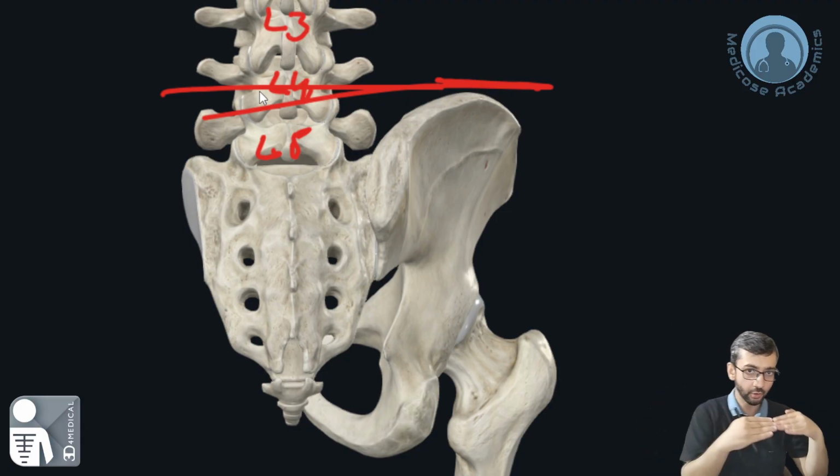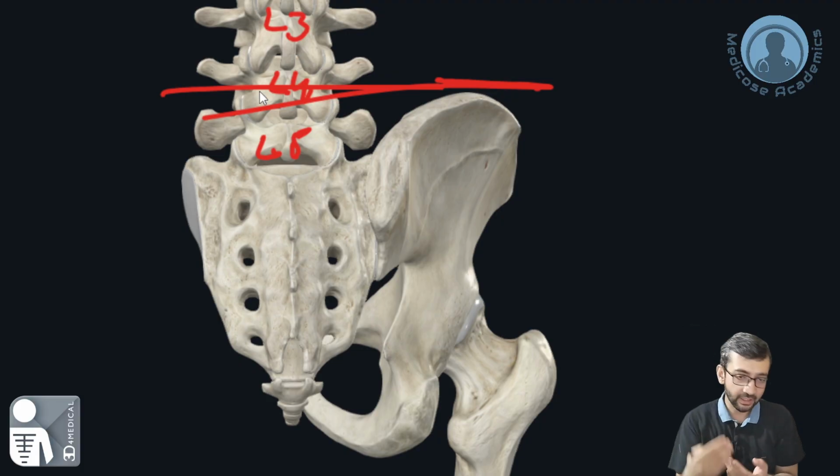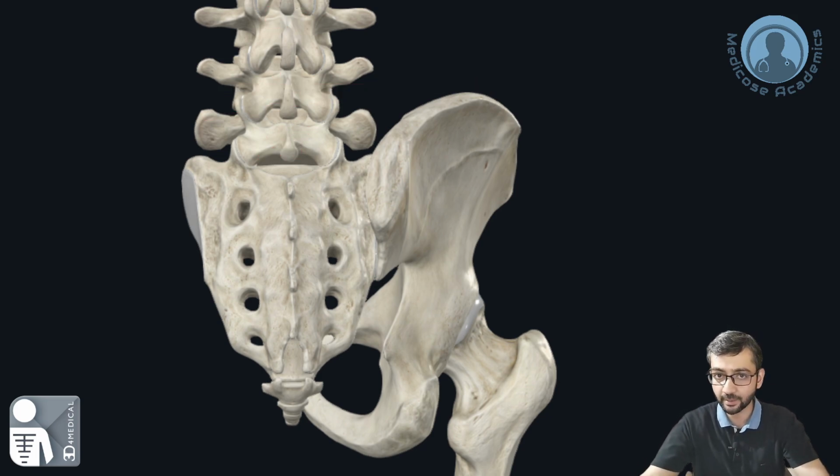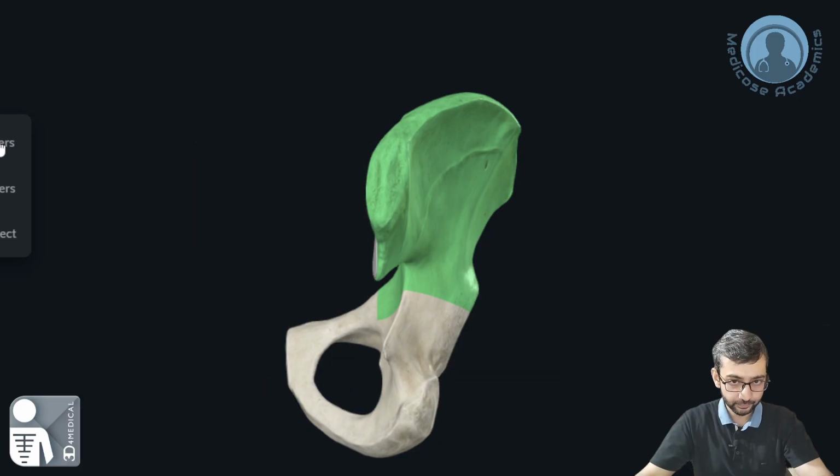Just draw a horizontal line from the highest point, and then from there we can see L3 above and L5 below, and get a needle inserted for a spinal tap between them. So this is the importance of that.